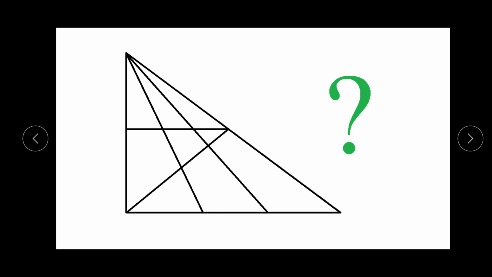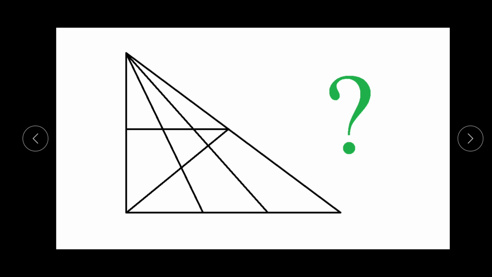Okay, let's see. We will number 1, 2, 3, and there are 3 bases. 3 bases means 1 plus 2 plus 3, multiplied by 3. For 1 base, for 1 base, and for 1 base. It means 3 multiplied by 3 is equal to 9 triangles. 3 multiplied by 6 is equal to 18 triangles.